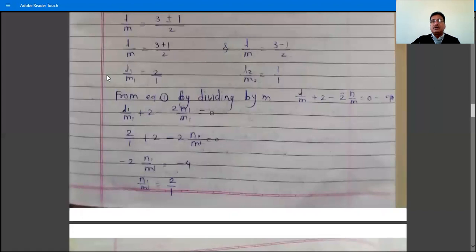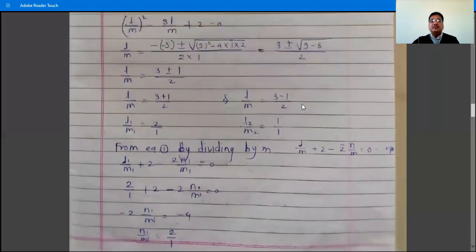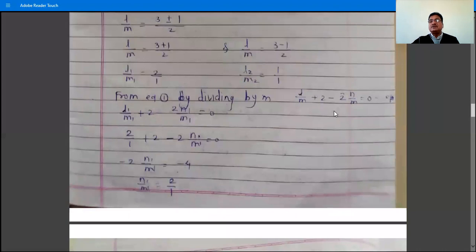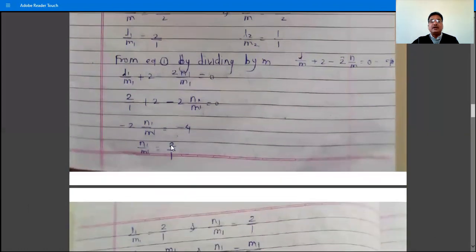Denote the two values by L1 by M1 and L2 by M2. Then dividing equation number 1 by M, we have this equation: L by M plus 2 minus 2N by M is equal to 0. Take the suffix as 1: L1 by M1 plus 2 minus 2N1 by M1 is equal to 0. Then substitute L1 by M1 as 2 and simplify, we have N1 by M1 as 2.